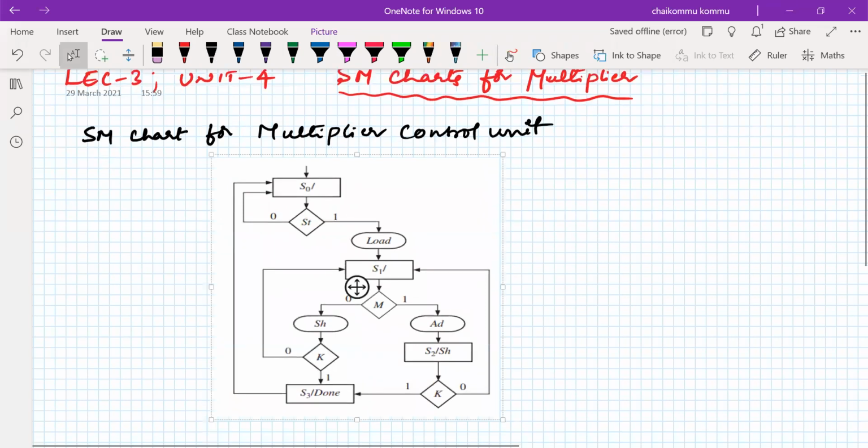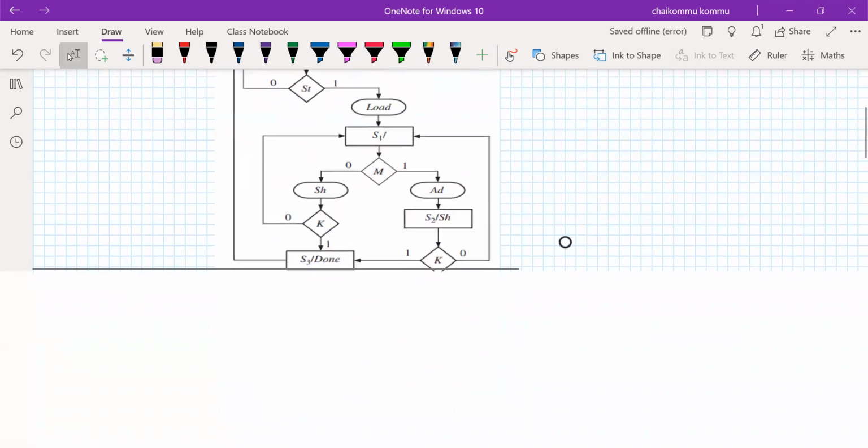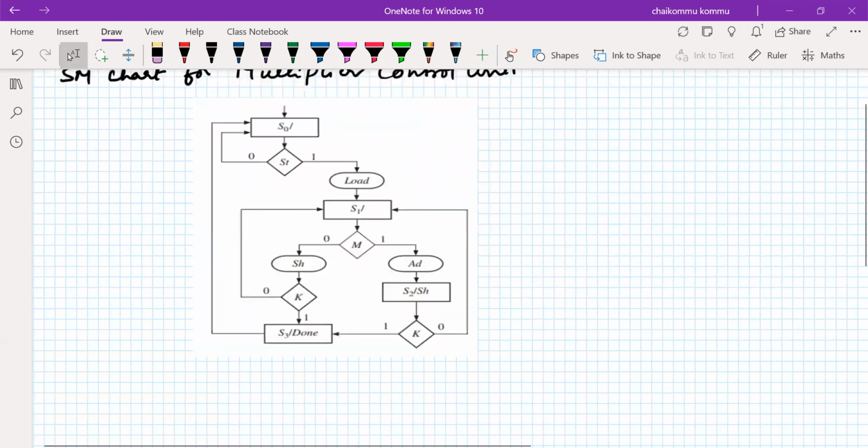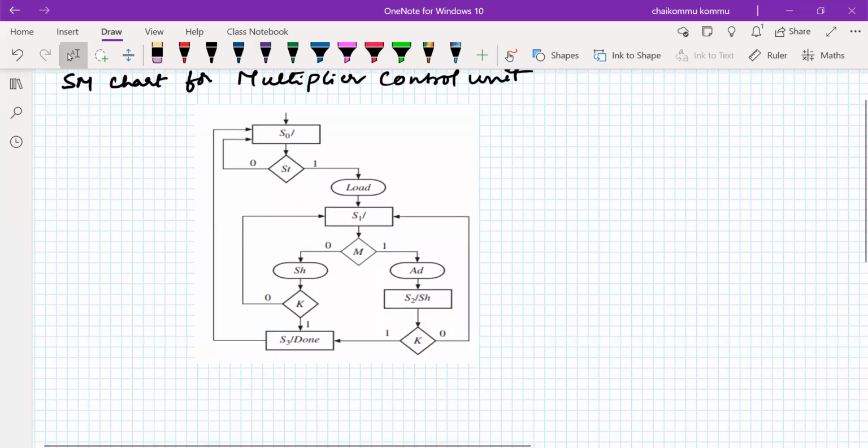Now, once we have a multiplier control unit, we can generate the hardware based on the state table. For example, in the previous digital electronics course we have seen that whenever we have a state diagram, it is possible to develop the state table from that, and we can develop the hardware. Similarly, here also, when we have an SM chart, from this SM chart we can develop the state table. Okay, so the brief understanding of the state table I'm showing here.